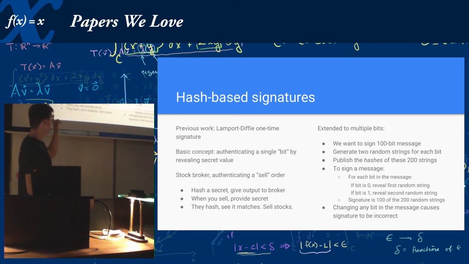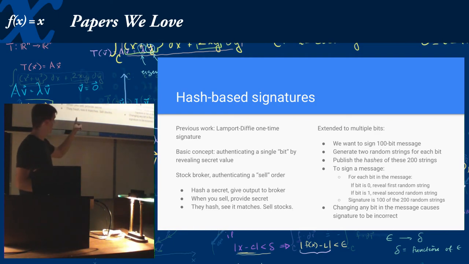So the way that that is done is you make a random string, and you hash it, and you give the broker the hash. So remember by the properties of hashes that you can't find an input for it if the random string is long. You can't find the input. That's the important property for this kind of problem.